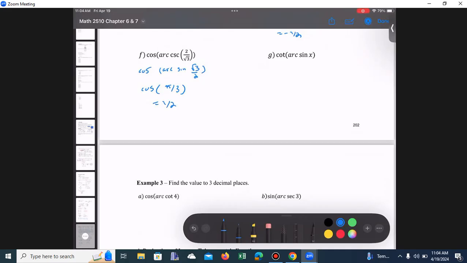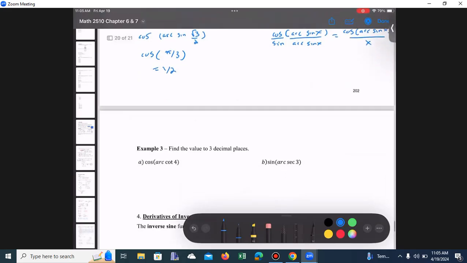And this last one, cotangent of arc sine of x. We can write cotangent as cosine over sine. So it's going to be cosine of arc sine of x, over sine of arc sine of x. The bottom one's going to give you x. So you have cosine of arc sine of x over x. Can't go anywhere from there.